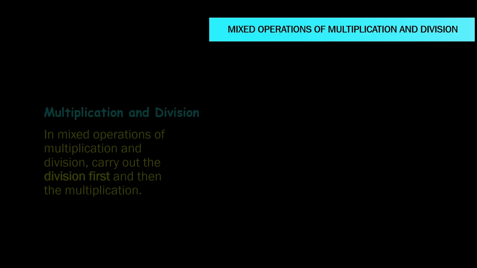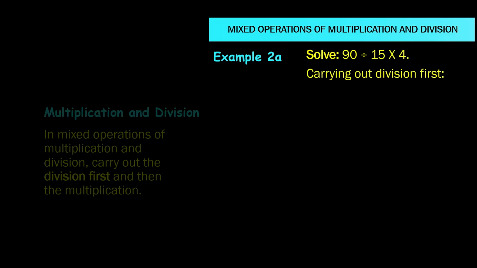In mixed operations of multiplication and division, carry out the division first and then the multiplication. Let's look at an example. Try solving 90 divided by 15 times 4. Carry out the division first. 90 divided by 15 times 4 gives us 6 times 4 to give 24.